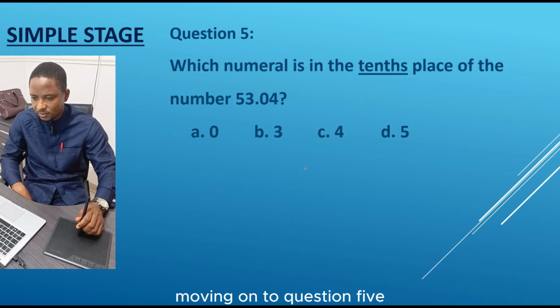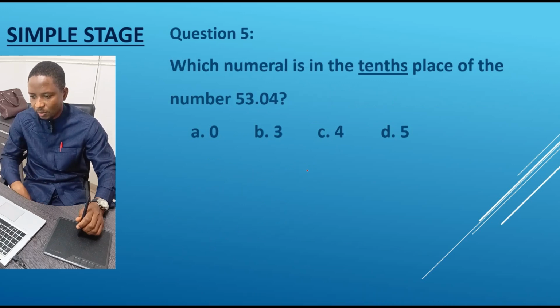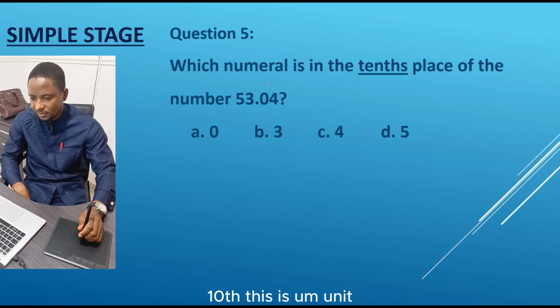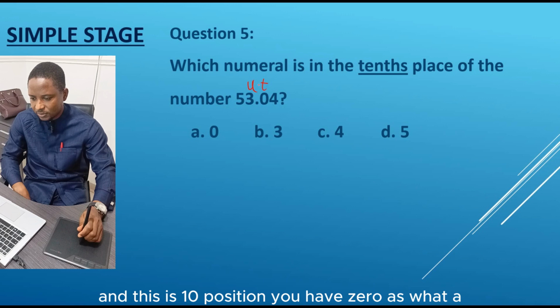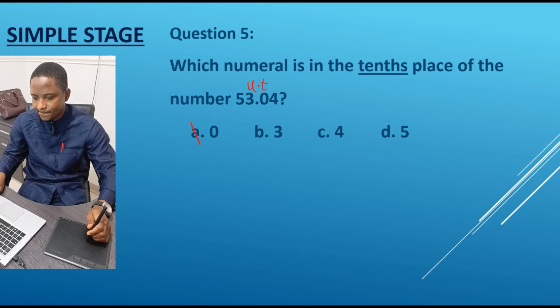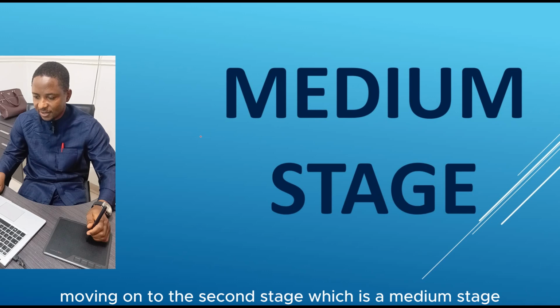Moving on to question 5. Which numeral is in the 10th position? This is unit, and this is 10th position. You have 0. That is A. Moving on to the second stage, which is the medium stage.